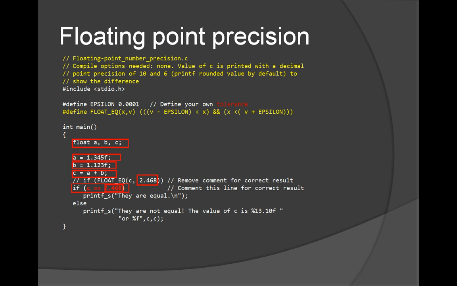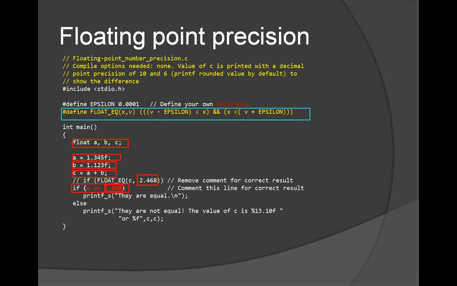So maybe in the computer memory it is represented as 2.467999, which is very near to this particular number, but it's not equal to this number. So there is a good chance that this particular statement may fail because C is not equal to 2.468. It is always recommended that you never compare floating point numbers with equal to operator.